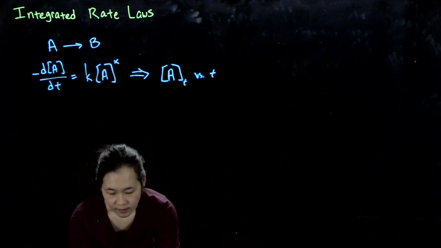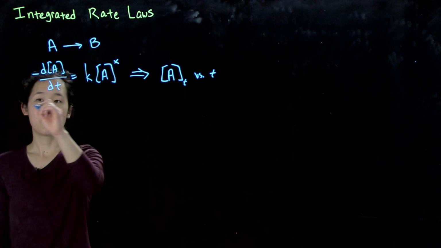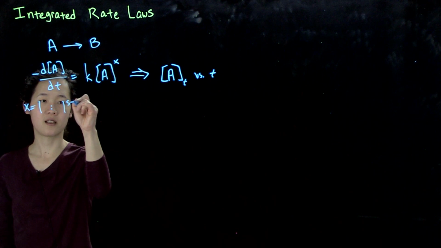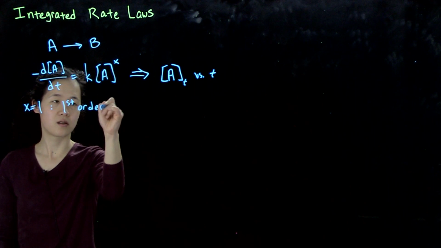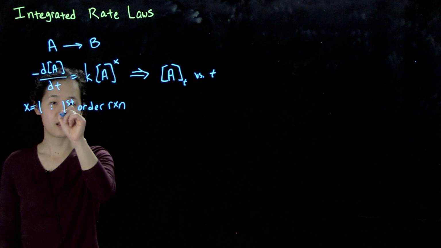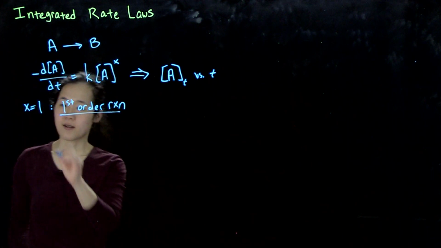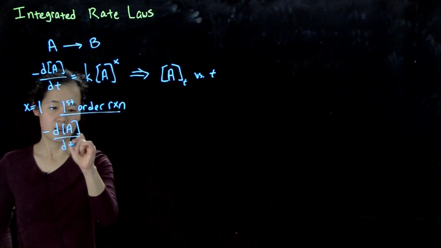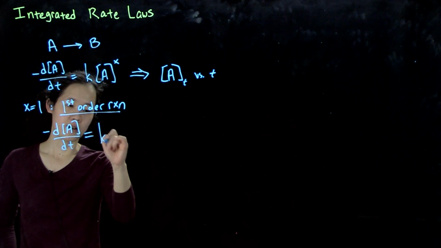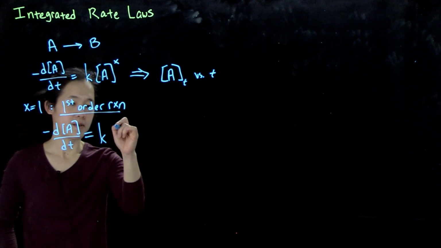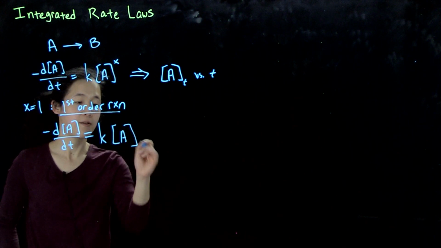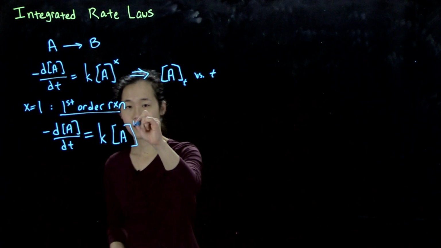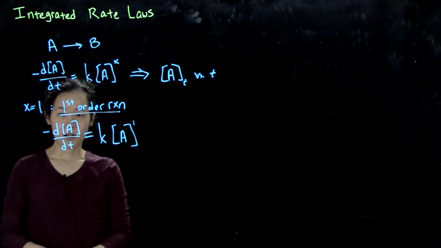So let's suppose we have x equals 1. This is a first order reaction. So in this case, we know that negative dA/dt equals, again, our rate constant times the concentration of A. Right? So this is first order because the exponent on the concentration of A is 1.